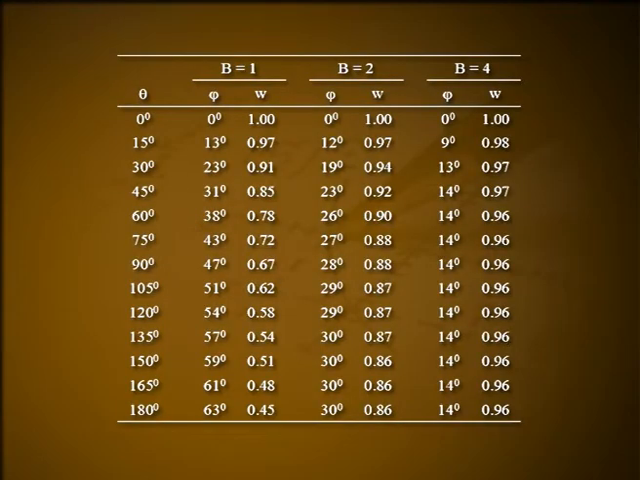The analysis of this situation appears complicated. We seem to have completed the problem. This was the case until we examined the data a bit more closely. Look at the data. B equal to 1, theta equal to 0 degrees, phi equal to 0 degrees and W equal to 1. B equal to 2, phi equal to 0 degrees, W equal to 1. B equal to 4, phi equal to 0 degrees, W equal to 1, and so on.